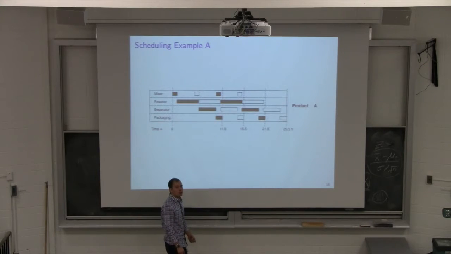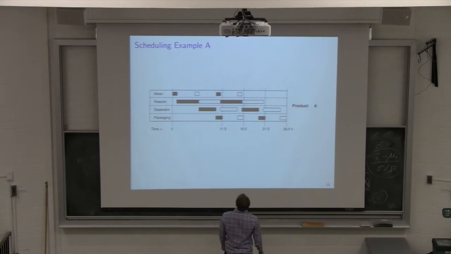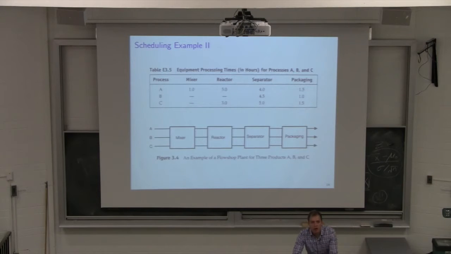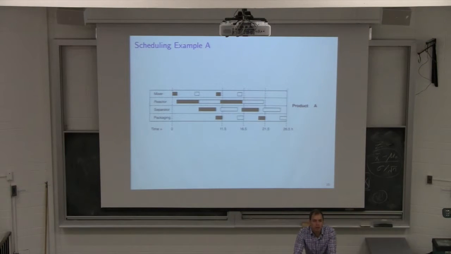So it's, again, just like the first example, the net rate of production is the production rate of the rate limiting step. So in this instance, and unless I'm looking at it wrong, it's probably limited by the reactor, right? So 5 hours. Did everyone get that okay?